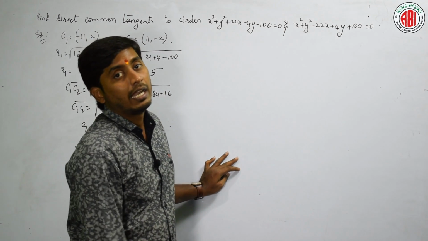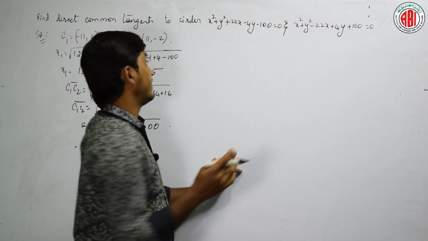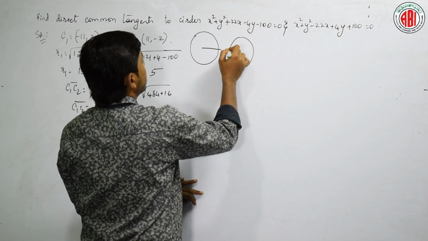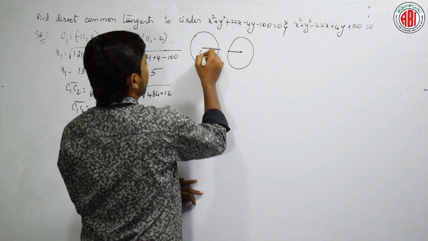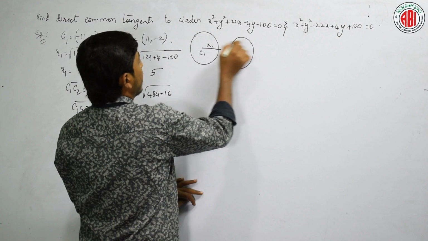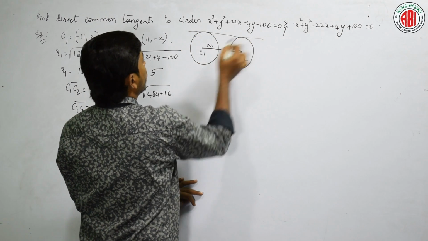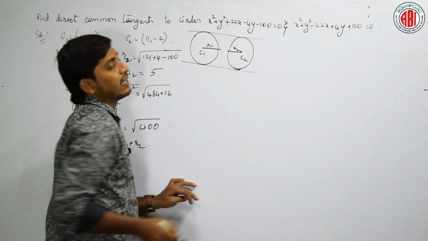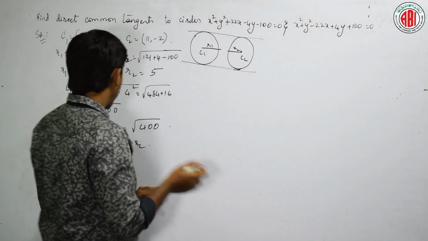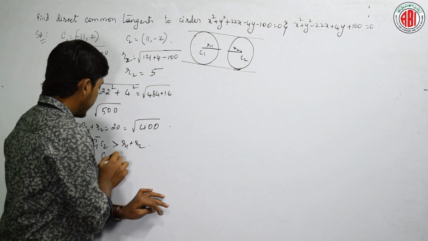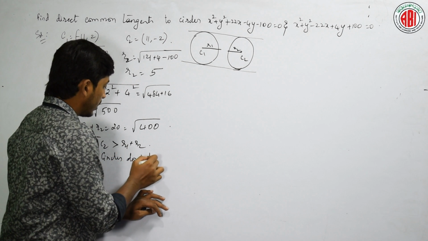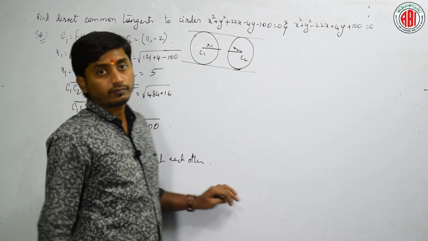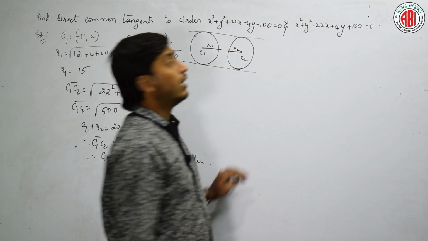So, what can we tell? How many tangents do we have? 4 tangents, since the first circle and second circle, this distance is more. So, we will have 4 tangents, that is 2 direct tangents and 2 transverse tangents. Therefore, the circles do not touch each other. So, we have to find the common tangents.